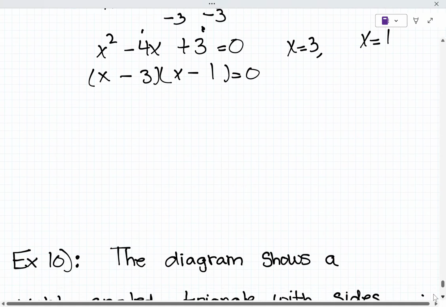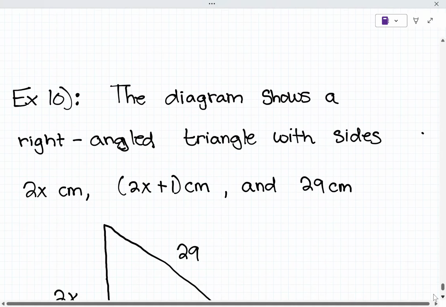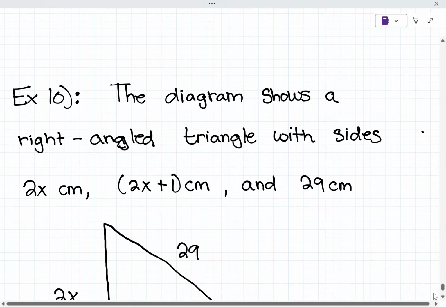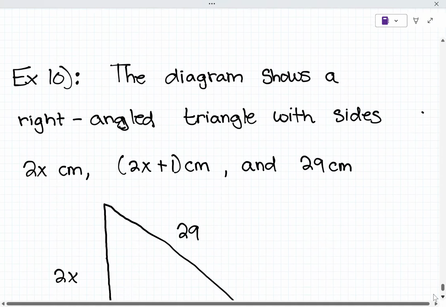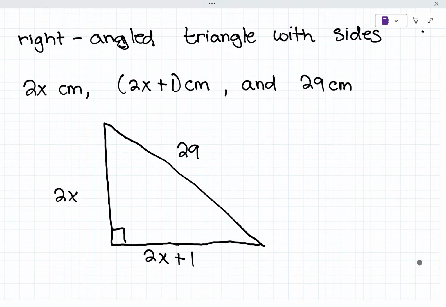I think this is the last example. Here it's kind of like a word problem. It has a diagram. The diagram shows a right angle triangle with sides of 2x centimeters, 2x plus 1 centimeters, and 29 centimeters. So I kind of drew the image already. Imagine you have this right triangle. One leg is 2x plus 1, the other leg is 2x, and then the hypotenuse is 29.